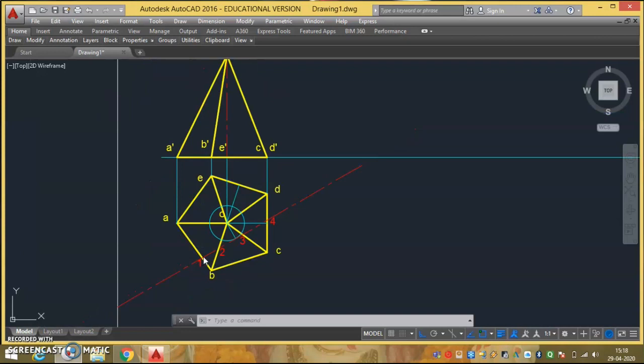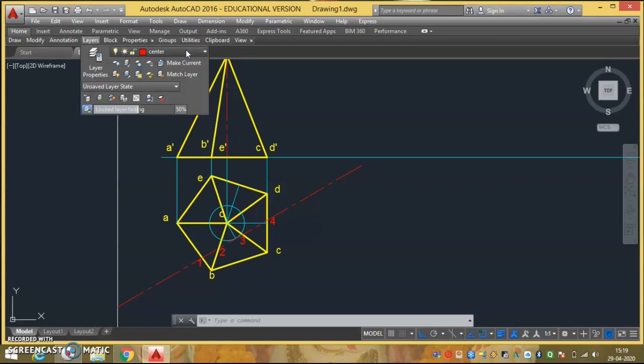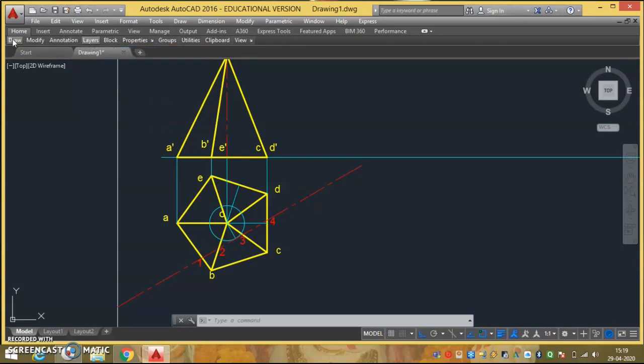So here we got point 1 on the AB line, point 2 on the OB line, point 3 on the OC line, and point 4 on the OD line. Now what next we'll do is project all these points up. To do so, I'll take a projection line, I'll draw a light line for now. I'll take this point and project it till this line.